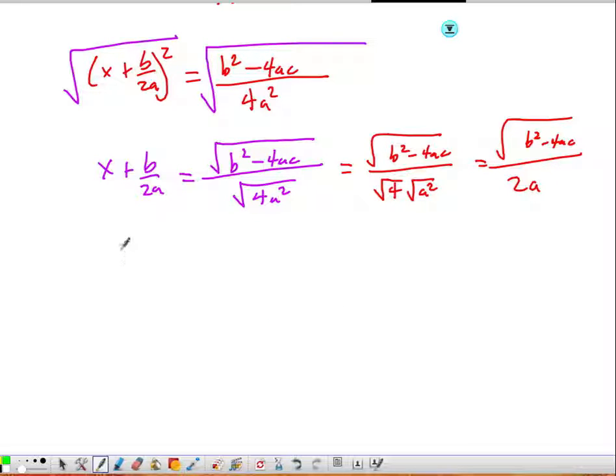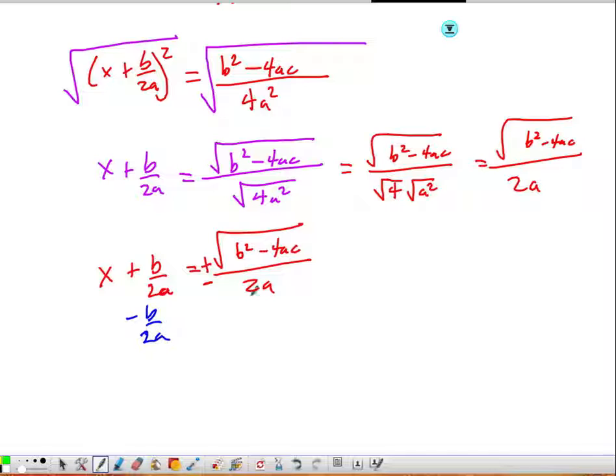Alright, so what I can do, rewrite this whole thing. B over 2a is equal to the square root of b squared minus 4ac all over 2a. Finally, one last thing to do. Oh, by the way, since we took the square root of this fraction, we have plus or minus. Finally, what I need to do is solve for x simply by subtracting negative b over 2a.